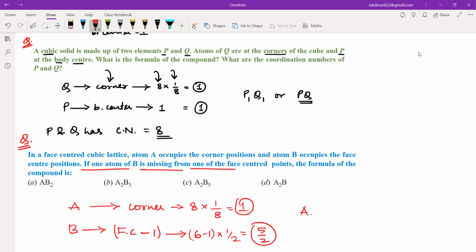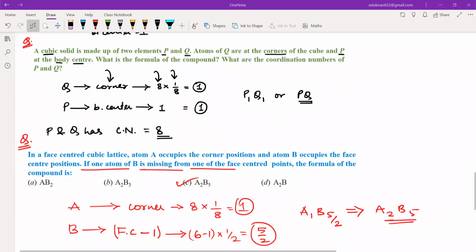Now we have A1, B 5 by 2. So we need to convert this into simplest whole number ratio. We'll multiply 2 in A and 2 in B also. So we'll get A2, and if I multiply 2 here, I will cancel these 2 and I will get 5. So A2 B5. So C is the right answer. Got it, guys? Yes or no? Please tell me.